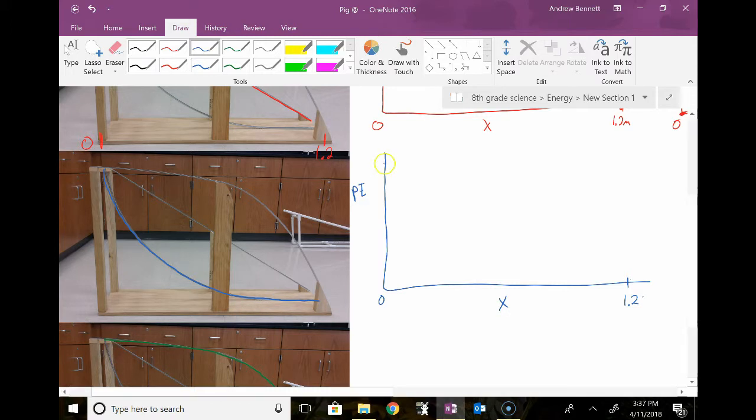So we start out at our highest point, maximum potential energy. We're going to end at a height of 0, so 0 potential energy. We're going to have a big drop of potential energy at the beginning and a little drop at the end. So that means we're going to start with a steep graph, but have it kind of leveling out over time.